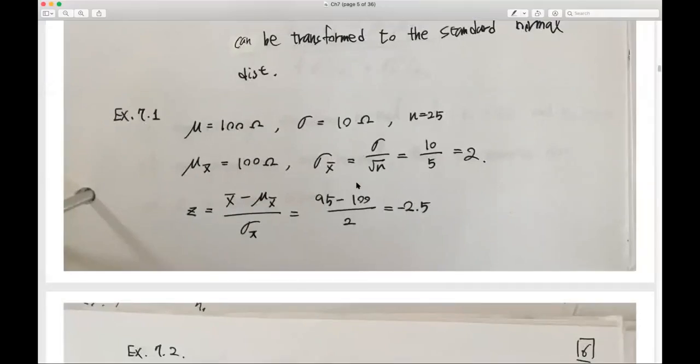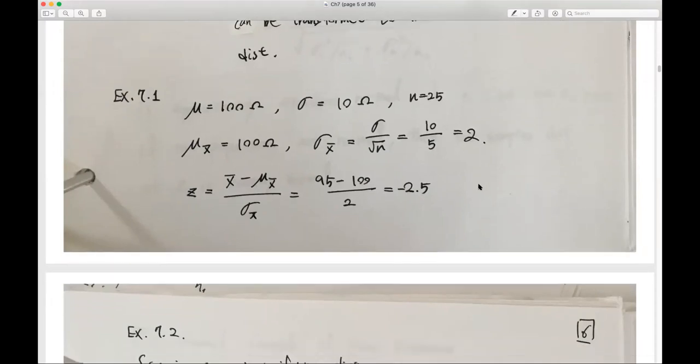So now, regardless of the sample size, the mean of the sample mean, denoted by mu sub X bar, is 100, which is equal to mu. The sigma sub X bar, which is the standard deviation of the sample means, is sigma over square root n, which is 10 over 5, which is 2. So now, by the CLT, we get the mu X bar and sigma X bar, right?